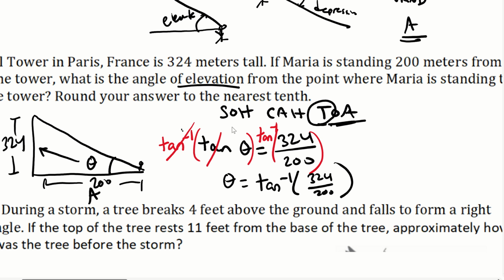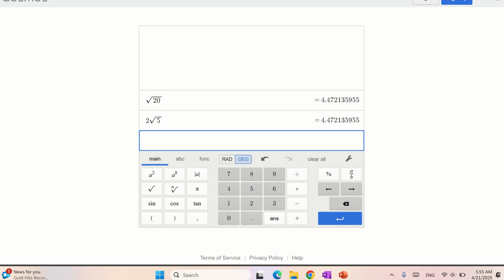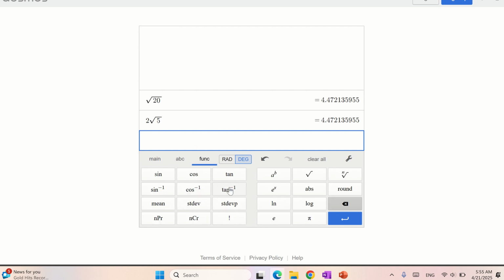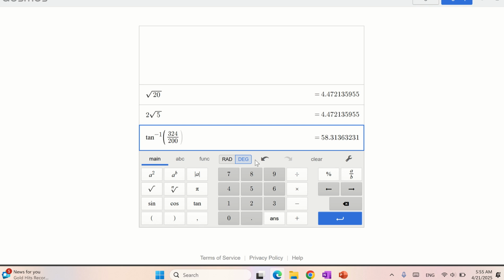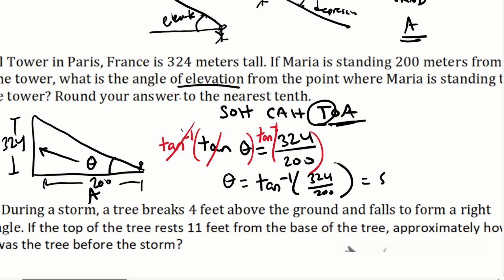I'm going to do this on the calculator, round it to the nearest tenth. All right, so let's go ahead and do that. So we're going to do inverse tan, then we got to do 324 divided by 200. Just do division for the fraction. Then I'm going to close the parentheses, and there's your answer, 58.3 degrees. So this is 58.3 degrees to the nearest tenth.